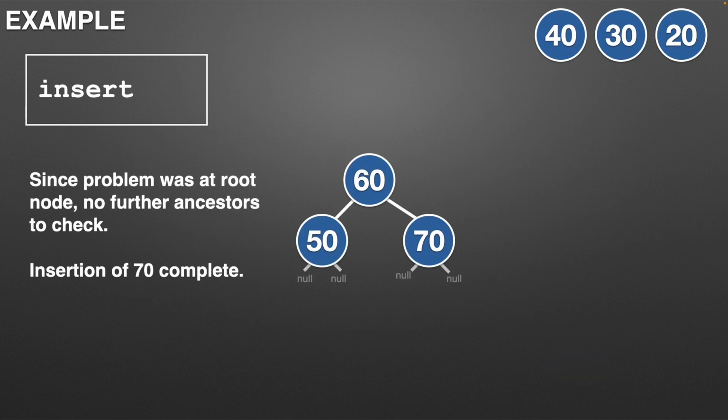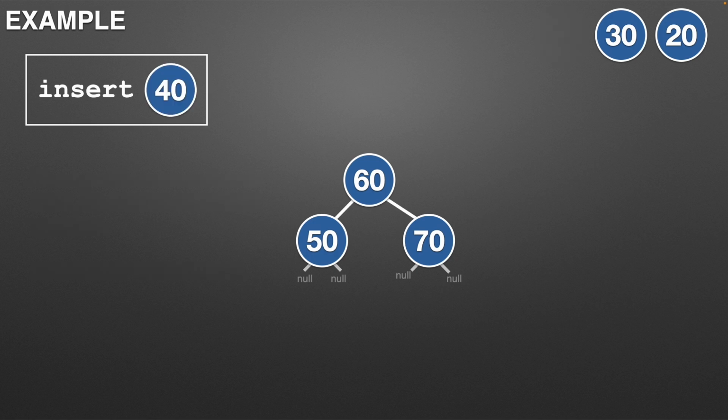Okay. And so since our problem was at the root, it doesn't have any ancestors, so we're done in terms of inserting that. And so now we've got our tree like this, 70's inserted, it's balanced, we're happy. All right, so let's keep going. We'll insert 40.